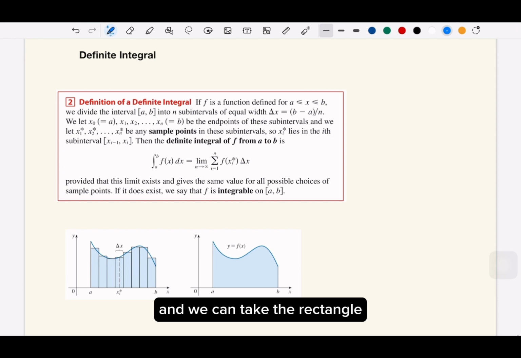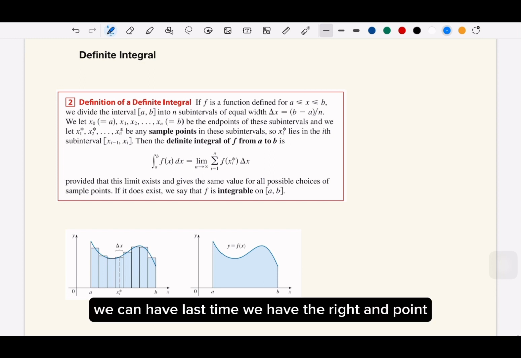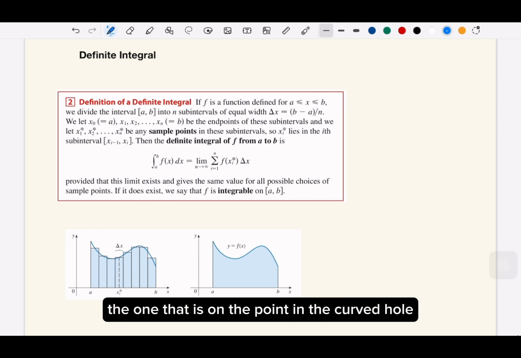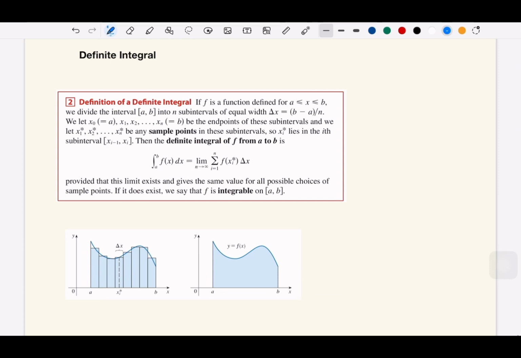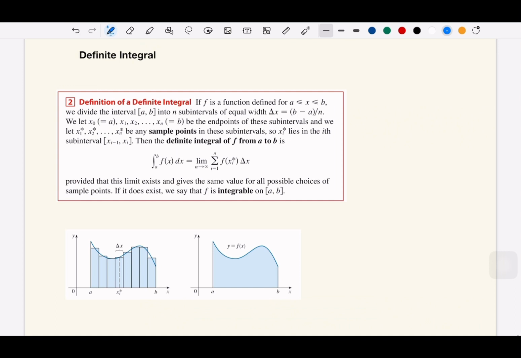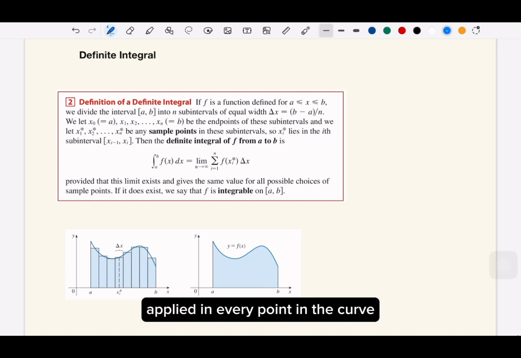Last time we had the right endpoint, where the right side of the rectangle is touching the curve, or in general, we can take it anywhere, and we say that this will be the one that is on a point in the curve. The point in the curve, we call the sample point, applied in every point in the curve. Okay, so we have these definitions.